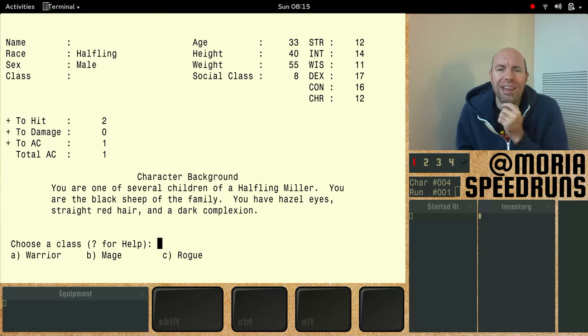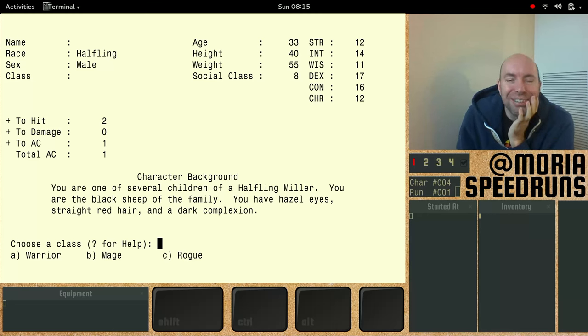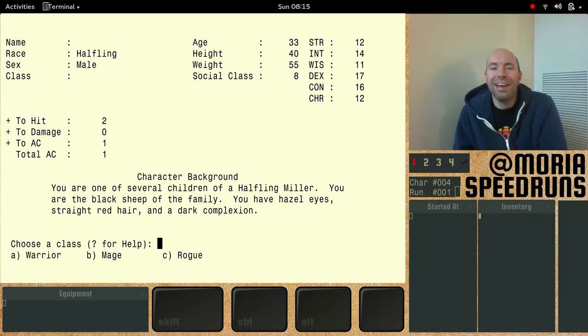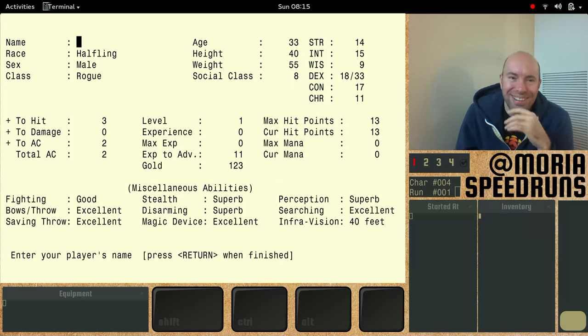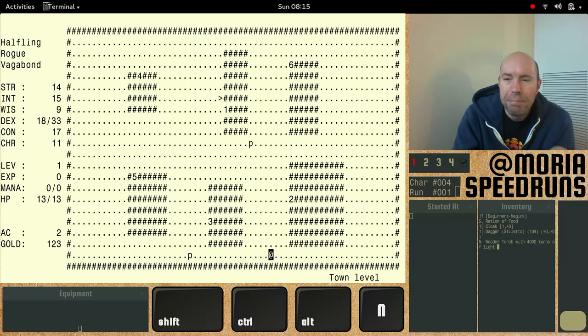Ooh, social class of 8. I already accepted. Oh, no. You are one of several children of a halfling miller. You are the black sheep of the family. You have hazel eyes and straight red hair. What? Hobbit with red hair and a dark complexion. Well, social class of 8 means that we're going to have no money to start. Yay. So, we have to pick a name.